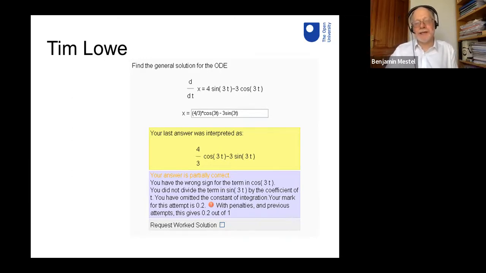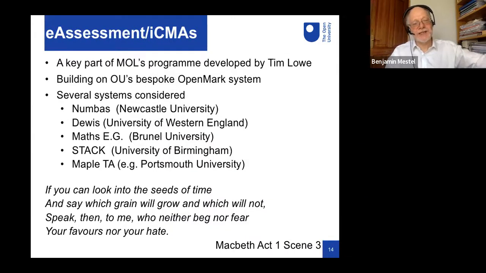So when we were in the Mathematics Online project, we had to decide how the Open University was going to go forward, because we had this very good bespoke system, the OpenMark system, but nevertheless, it was very hard to develop it because it required professional programming. And there were a number of systems we looked at the time, including Numbas from Newcastle University, Dewis from the University of West of England, a system called MathsEG, also called Mathletics, from Brunel, the stack system developed by Chris Sangwin, who at that time was at the University of Birmingham. He's now in Edinburgh. And also Maple TA, which is part of the Maple system.